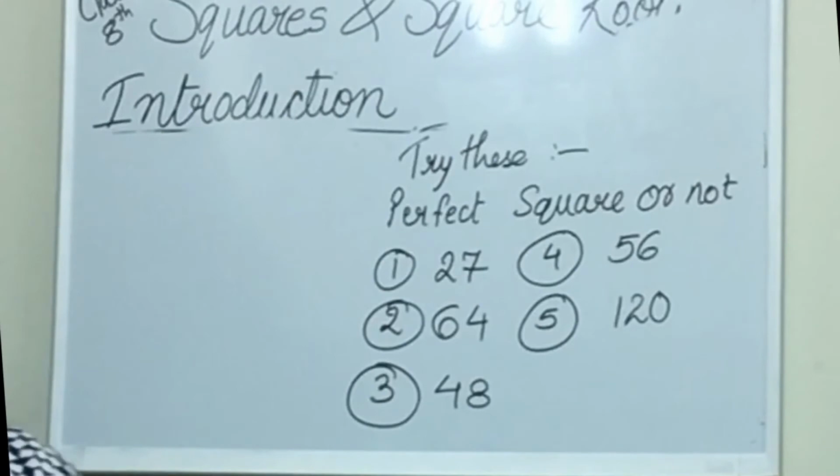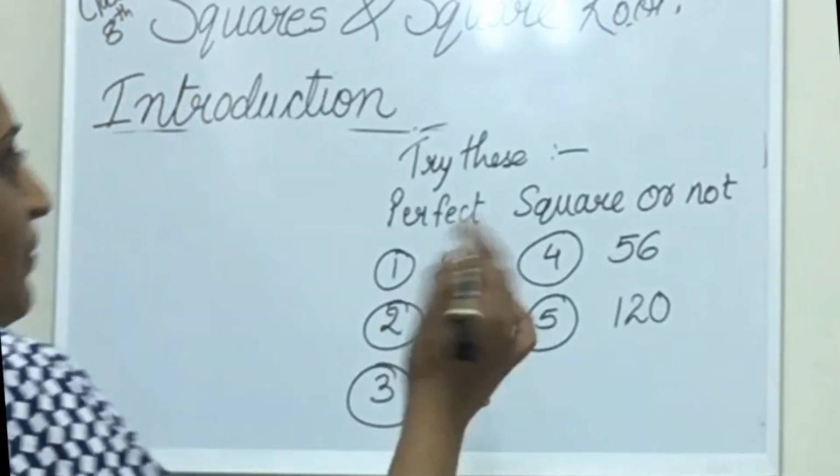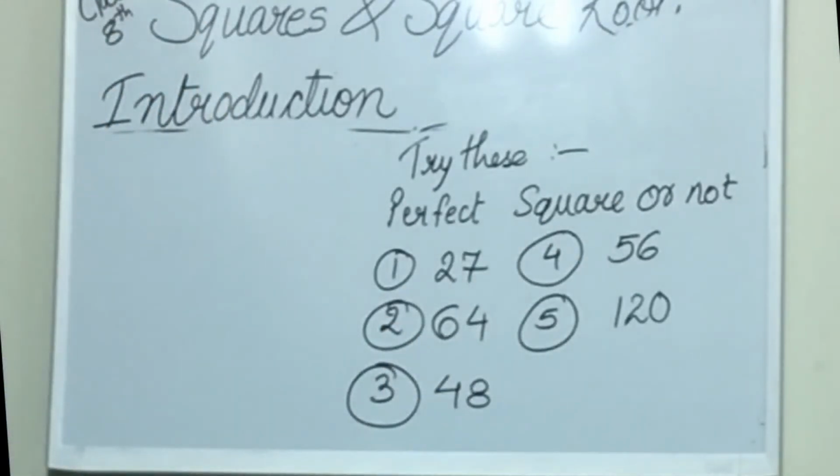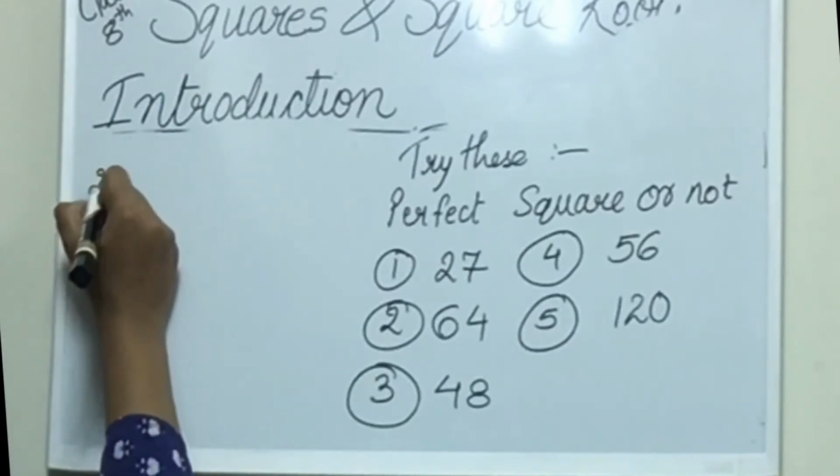Try with these 5 numbers and let me know whether these 5 given numbers are perfect squares or not. If any number among them is a perfect square, just let me know, yes, it is a perfect square. If another one is not, then simply say no. Like this, for example, I'll help you out. The first number is 27.